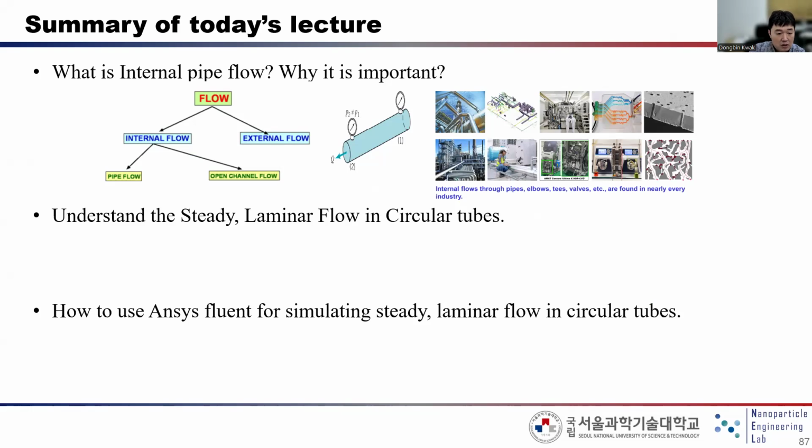Okay, and we understood the steady and laminar flow in a circular tube by deriving the velocity profile and also calculating the entry length. I think it is quite good to practice and to review fluid mechanics. And also we derived the velocity profile by directly applying Newton's second law, or we made several assumptions and then solved the Navier-Stokes equation. And also we learned how to use ANSYS Fluent for simulating this 2D pipe flow.